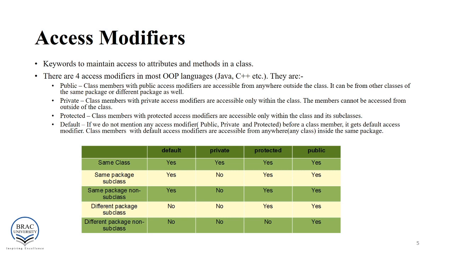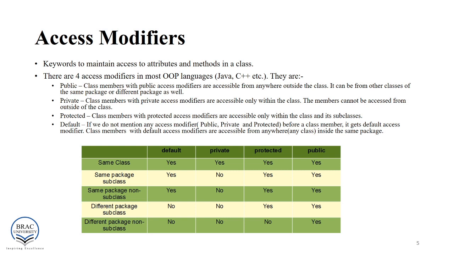Class members with public access modifiers are accessible from anywhere outside the class. It can be from other classes of the same package or different package as well. In short, class members with public access modifiers can be accessed from anywhere.